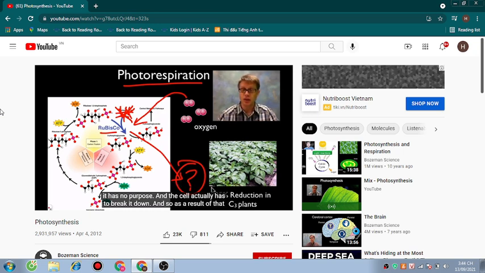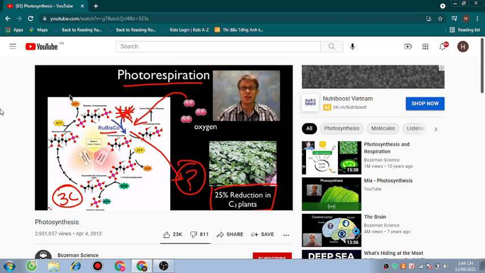And so as a result of that, we call almost all of these plants C3 plants. And the reason we call them C3 plants is that G3P is a 3 carbon molecule. So for these C3 plants, photorespiration is bad. In other words, they don't get anything out of it.